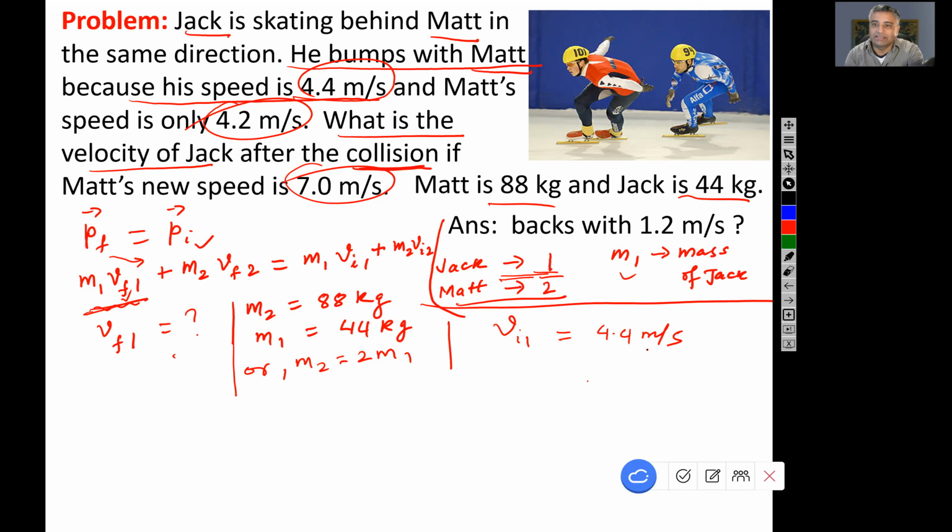If you are assuming it's positive, that means you are assuming that whatever direction they are initially moving is positive, right? It says Jack bumps into Matt. See, they are moving in the same direction, right? So let's say, assuming the original direction, or initial direction, is positive.